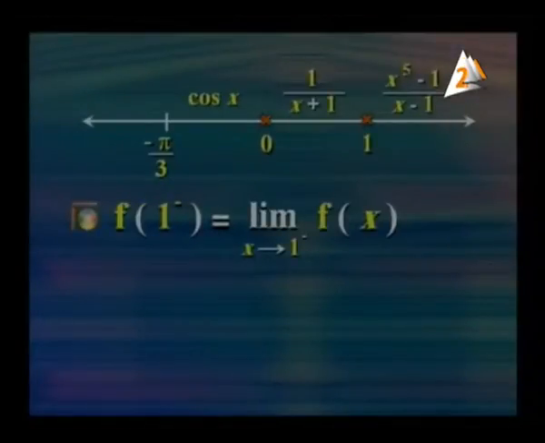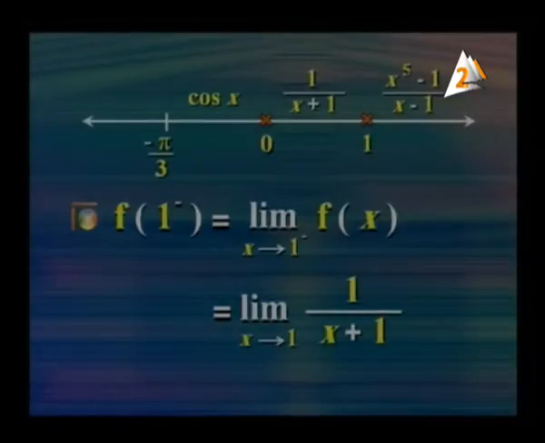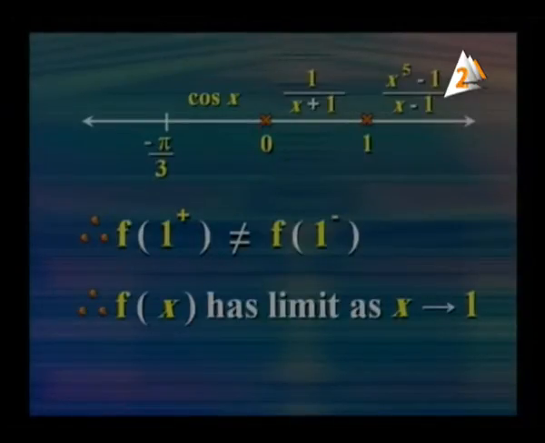f of 1 negative equals limit f of x when x tends to 1 negative. When substitution about x in 1 over x plus 1, the answer is half. Dear student, f of 1 positive does not equal f of 1 negative. Then what do you deduce? f of x has no limit as x tends to 1.